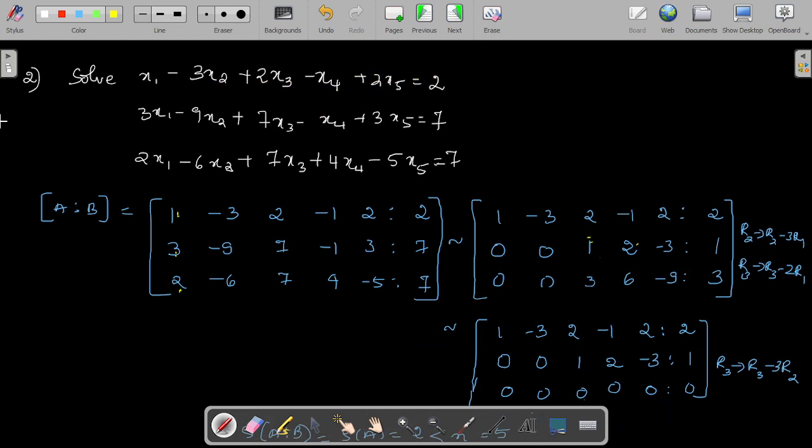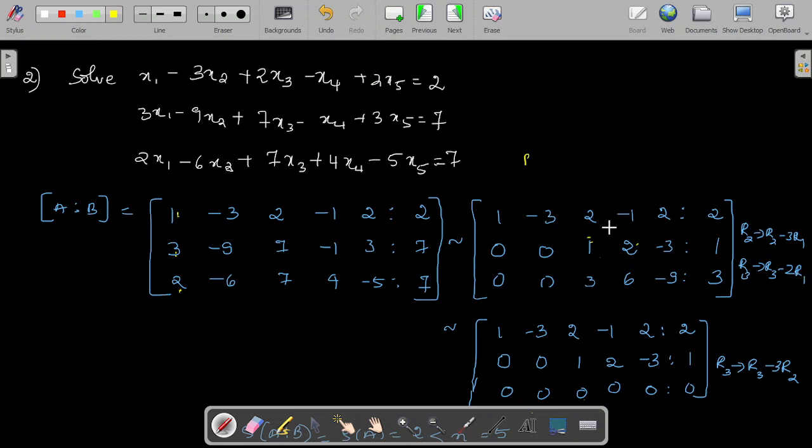Now the last problem, solve this system. Here you have 5 variables and 3 equations. Form the augmented matrix: 1, minus 3, 2, minus 1, 2, 2; 3, minus 9, 7, minus 1, 3, 7; 2, minus 6, 7, 4, minus 5, 7. So the operations are R2 changes to R2 minus 3R1, R3 changes to R3 minus 2R1.